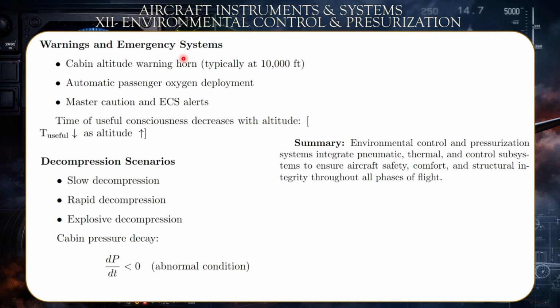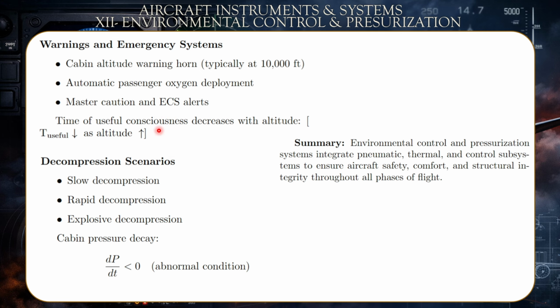Warnings and emergency systems. Okay, you have the cabin altitude warning horn, typically at 10,000 feet. Automatic passenger oxygen deployment, which occurs when you have a sudden depressurization of the cabin or decompression, or in other words, loss of cabin pressure. And third, master caution and ECS alerts. ECS, of course, stands for Environment Control System.